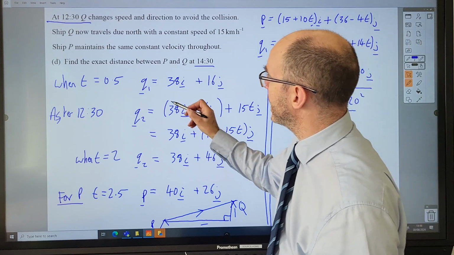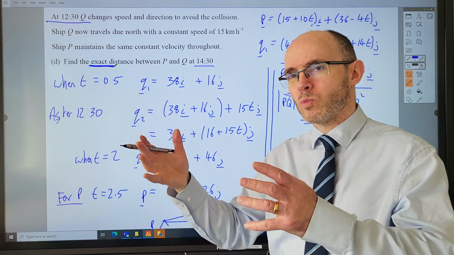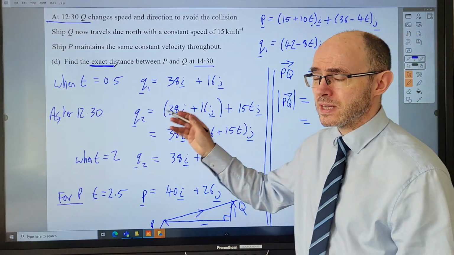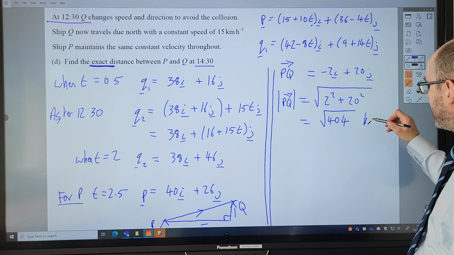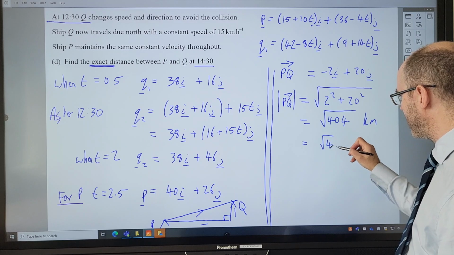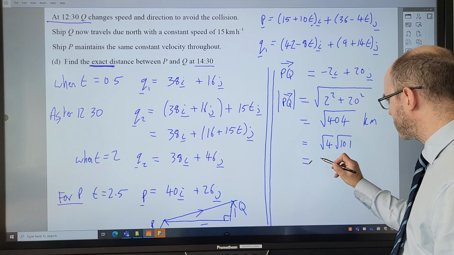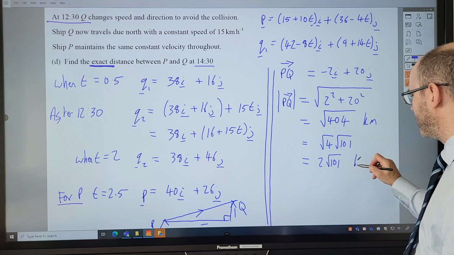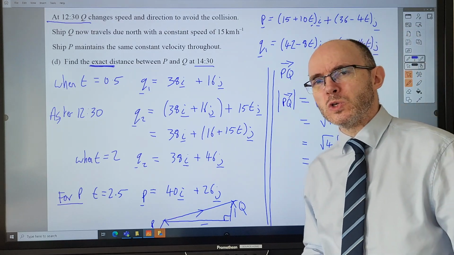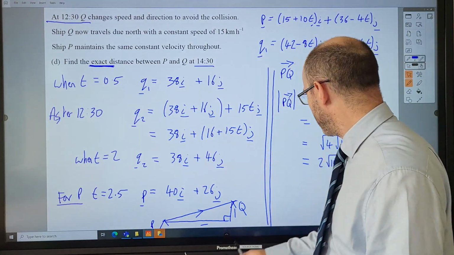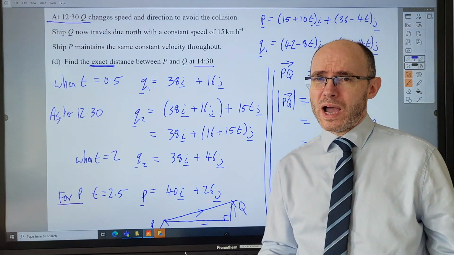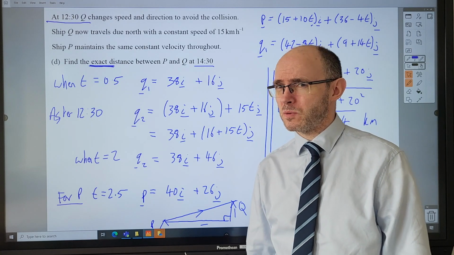It does say give an exact distance, so we don't want to whip our calculators out and work out what it is as a decimal value. We want to keep it as root 404. It doesn't say simplify it, so that will do as an answer, in kilometres. Of course, if you do simplify it, you could write it as root 4 times root 101, which equals 2 root 101. As a value, that's not really that useful because it's an exact distance. But root 101 is approximately 10, isn't it? So 10 times 2, 20. Wow, 20 kilometres. You wouldn't call that a near miss, would you?